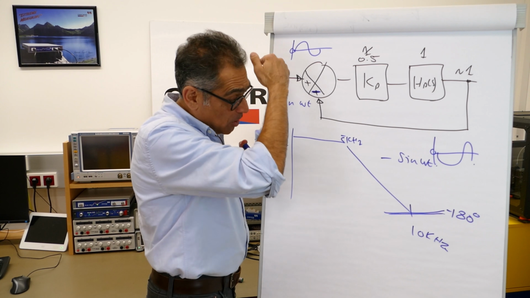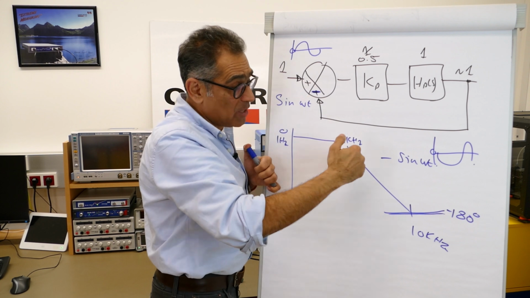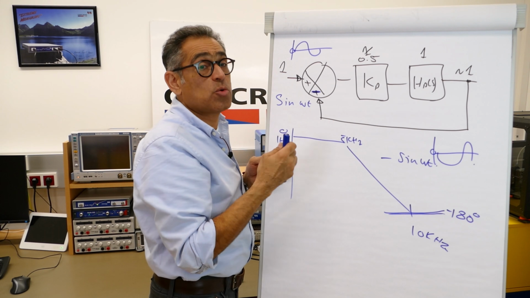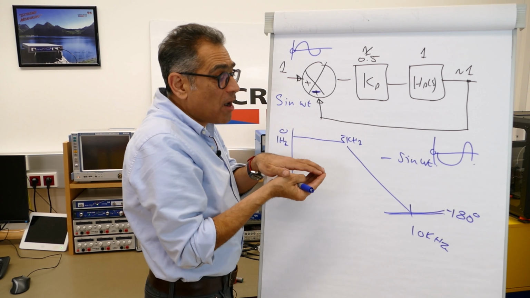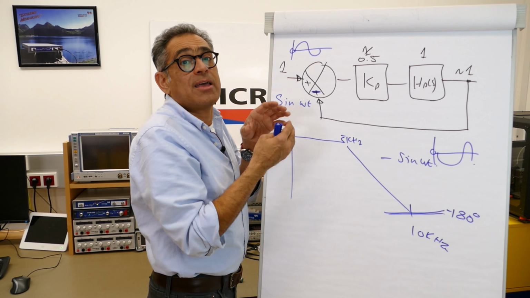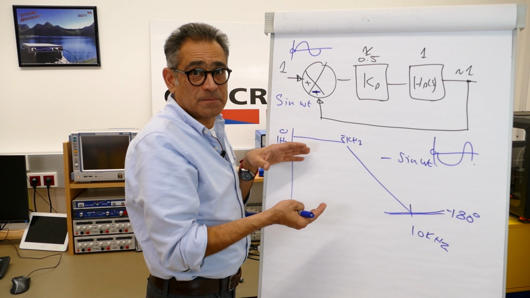So I look at the plot, a Bode plot. When the gain becomes 1, that is 0 dB, that's called my crossover frequency, and how far above minus 180 I am, it's my phase margin.